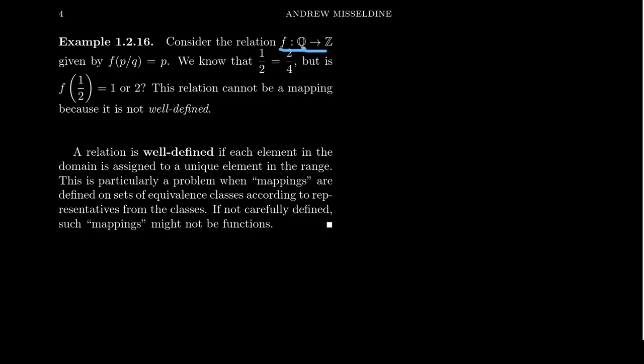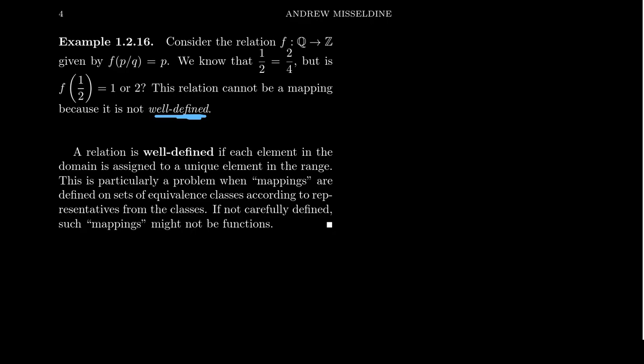If one tried to define a function from the rational numbers to the integers, one might define the following situation. F of p over q equals p. That is, we'll just record the numerator. But what happens when you take two different representations of the same rational number? 1/2 and 2/4 are considered the same rational number. But if you take f of 1/2, it should give you a 1. f of 2/4 should be 2. So if those things are truly equal to each other, we should expect that the mapping would be the same. So this is the concern: this function is not well defined.